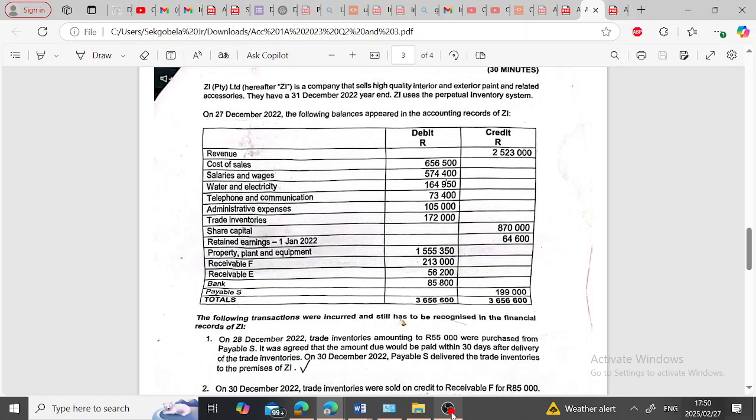Are you sure? We have the one brought forward is our opening balance. The one on top. It's not brought down. Guys, there's no brought down. It's brought forward. Is it not BF? Is it not boyfriend, guys?